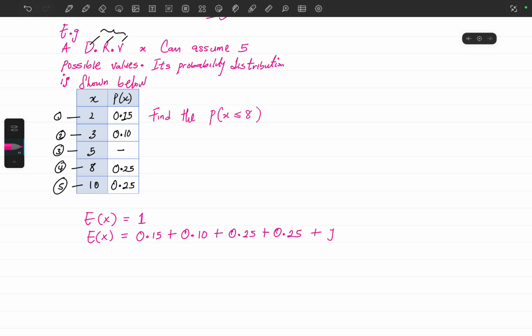So if you do that, we know that the expected, that's not expected, guys. That is the summation of the probability distribution. Okay, you will make a mistake there.